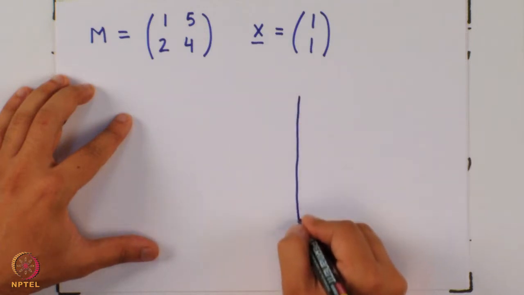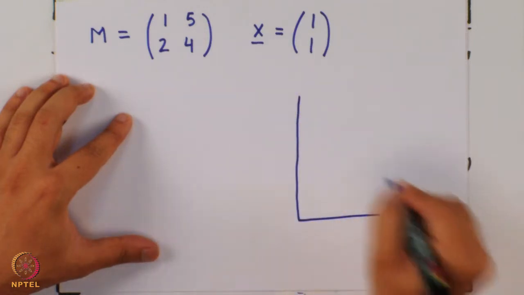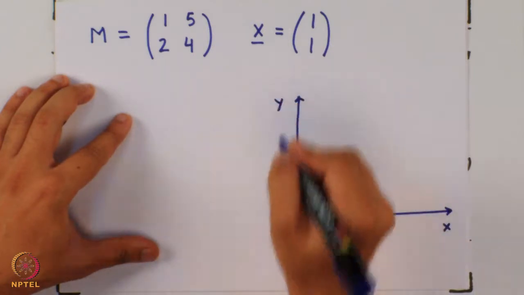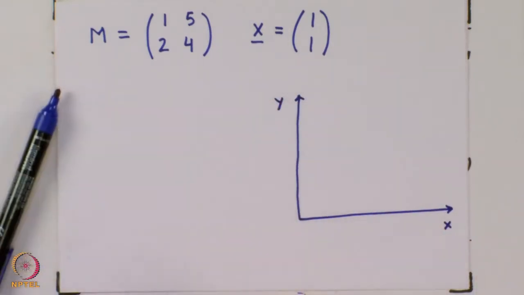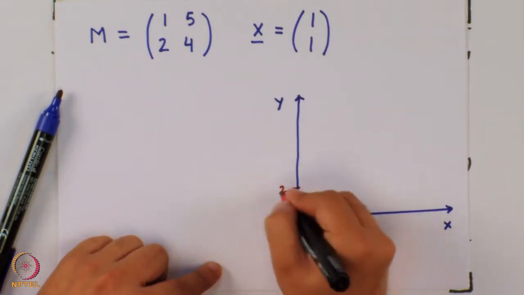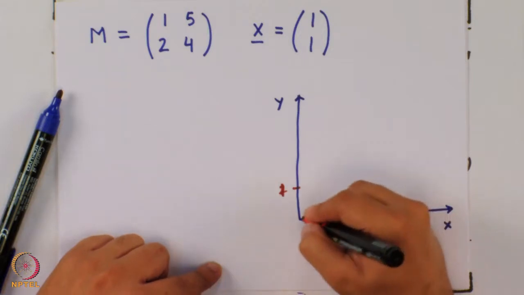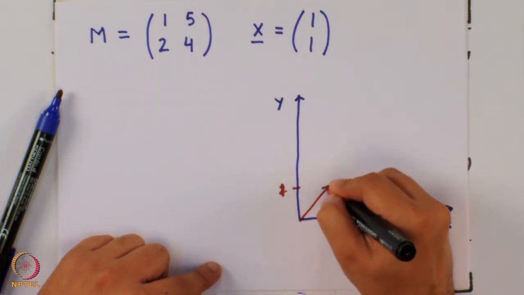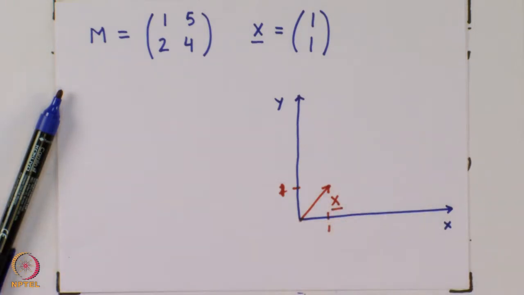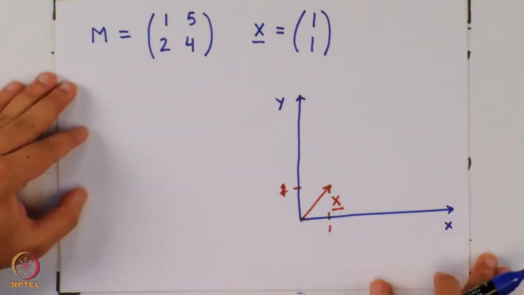So, again, before we multiply, we want to see where x lies. This is the x axis, this is y, and [1, 1] will lie 1 unit along the first dimension, 1 unit along the second dimension, and this is [1, 1]. So, this is my vector x. Okay. Now, what happens when we multiply this?